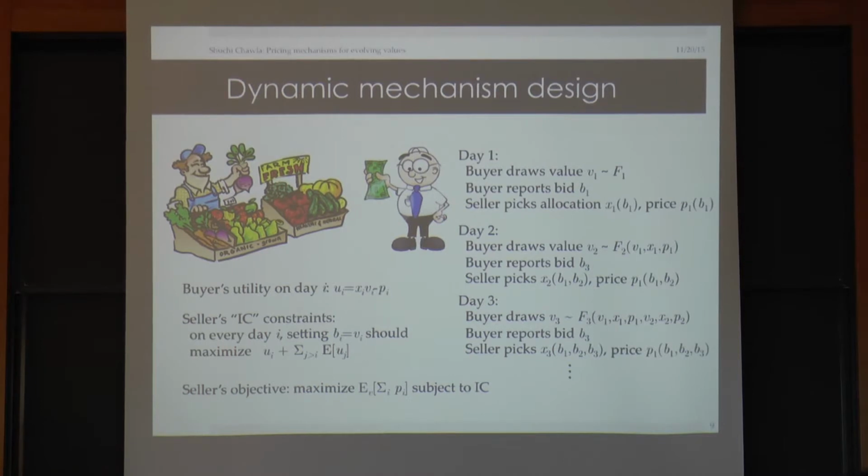So I want to point out that this is quite a bit more complicated than what we had on the previous slide. The buyer's decision for what to do on a particular day depends on the seller's functions for all the following days, and affects the buyer's value distribution on all the following days. And the seller's optimization problem, on the other hand, should take these effects into account and then pick these xi, pi functions on every day.